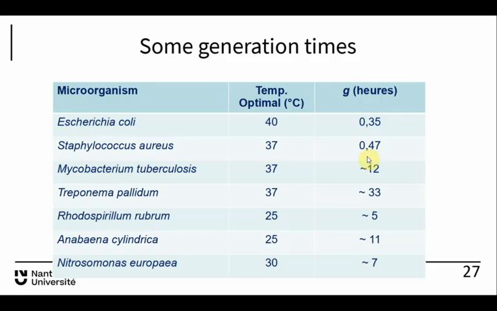So that means you put the culture in overnight, the next day you've got a lot of bacteria, or you can see colonies on a plate. They're easy to work with. Other bacteria, like Mycobacterium tuberculosis or Treponema pallidum, which causes syphilis, their growth or generation times are much longer. So if you want to grow Mycobacterium tuberculosis colonies, you can do it.